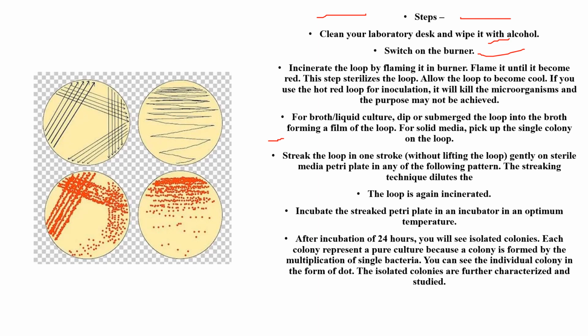So we can streak the plate in any of the methods, whether it is a quadrant streaking or simple streaking. Quadrant streaking is much better because it gives you a higher rate of pure culture isolation. After streaking, we will incubate the culture plate for 24 to 48 hours at 37 degrees Celsius for bacteria.